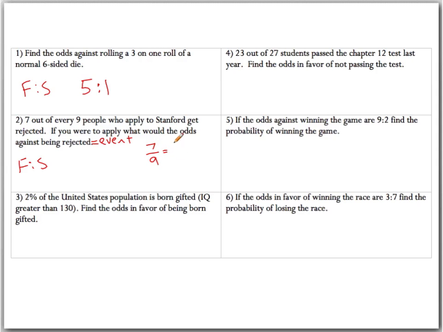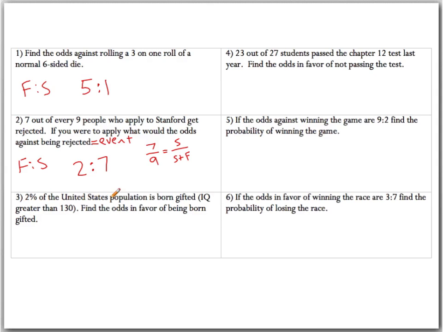okay, we can think of this as being the success over success plus failure. So that means 7 people get rejected. That comes over here. And how many people are left that get accepted? It would only be 2 because we have a total of 9 people.